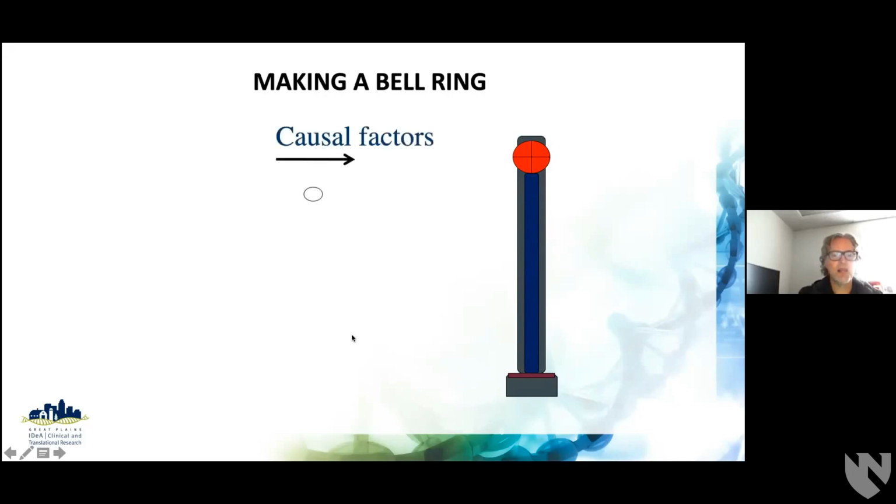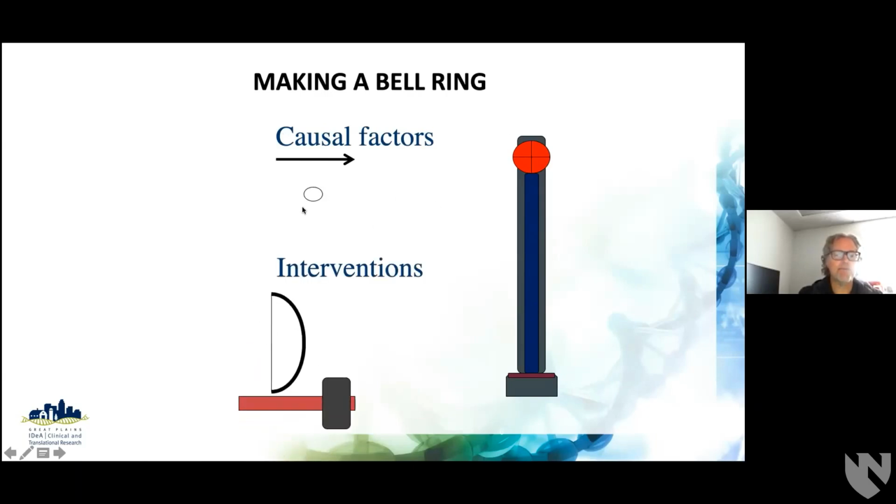So what we need are kind of the causal factors, the things that are actually going to make the bell ring. And so we could have an arrow, or we could have a stone or some sort of metal object. And then we could also have interventions. We have interventions that could be a bow, that of course we know where that might match up with. And we have a mallet.